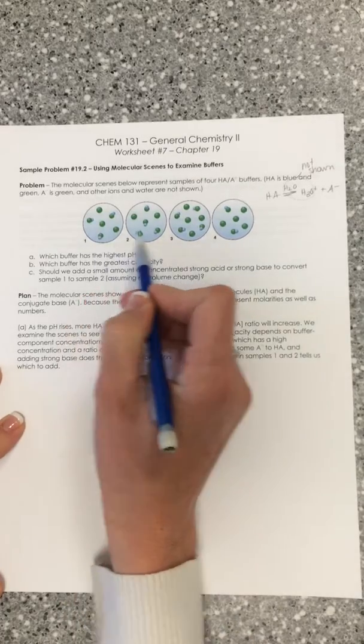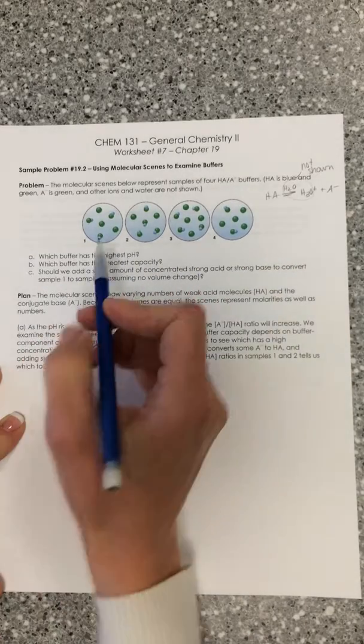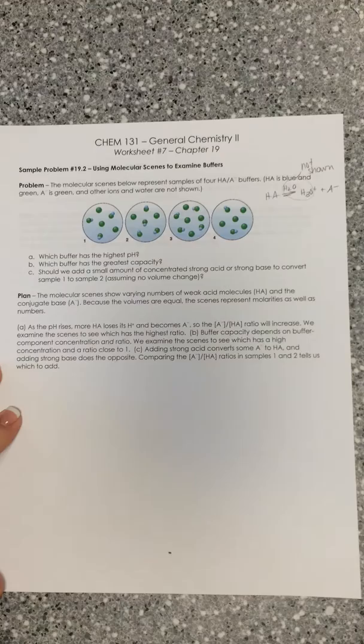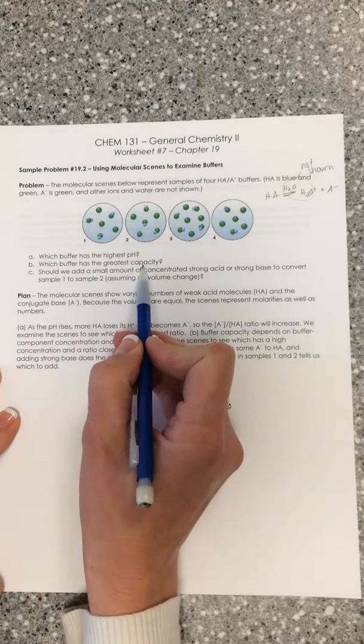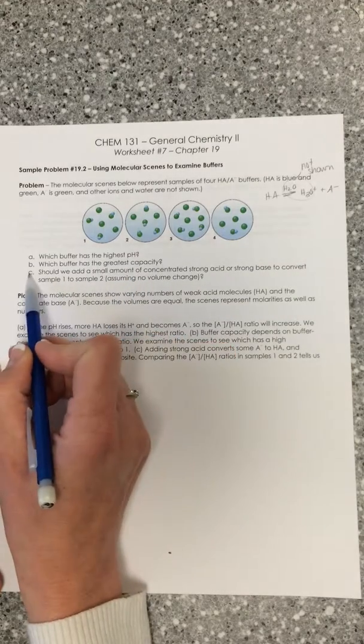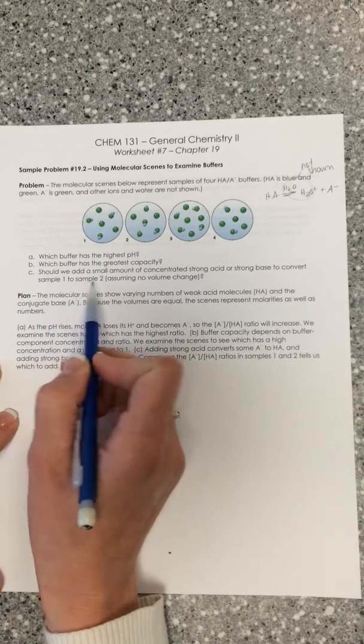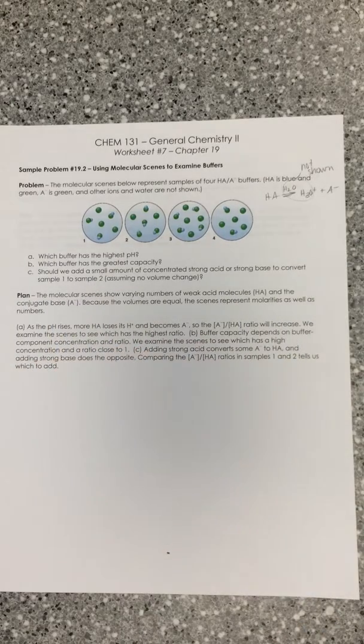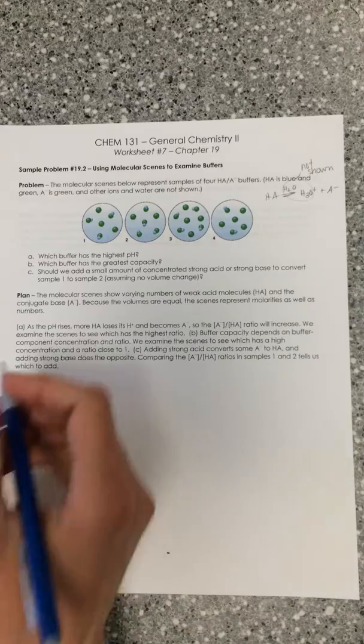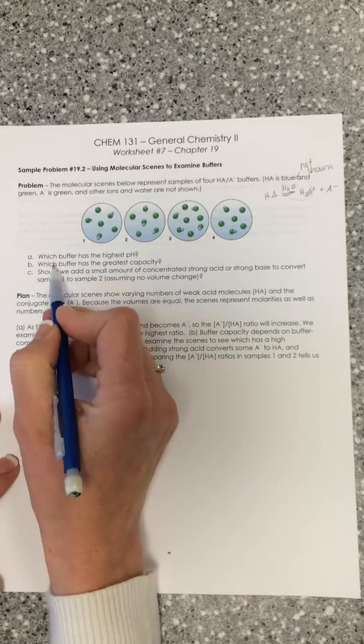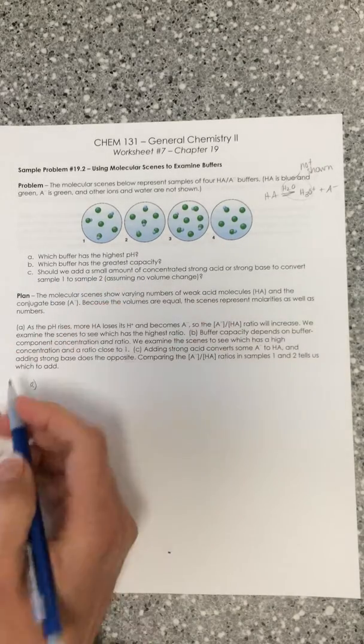Okay, so we've got 4 different solutions here, and we're going to ask some questions. Which buffer has the highest pH? Which has the greatest capacity? And then thinking about converting one sample into another, what would we have to add, acid or base? So let's take this first question here. Which buffer has the highest pH?